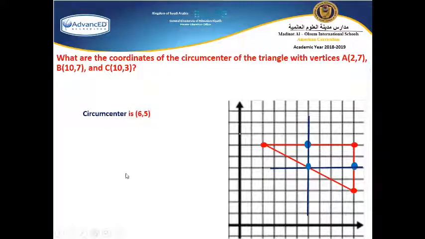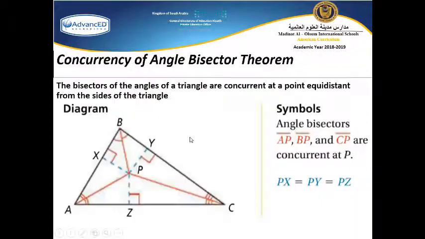Or you can solve it another way, by finding the equation of this vertical line, which is x equals 6, and the horizontal line, which is y equals 5. Then we will get the same circumcenter, (6, 5).